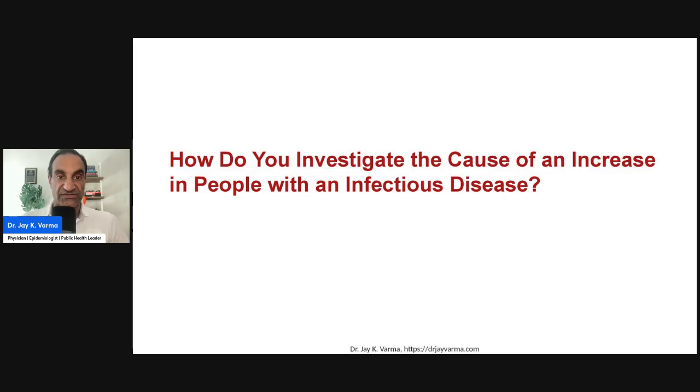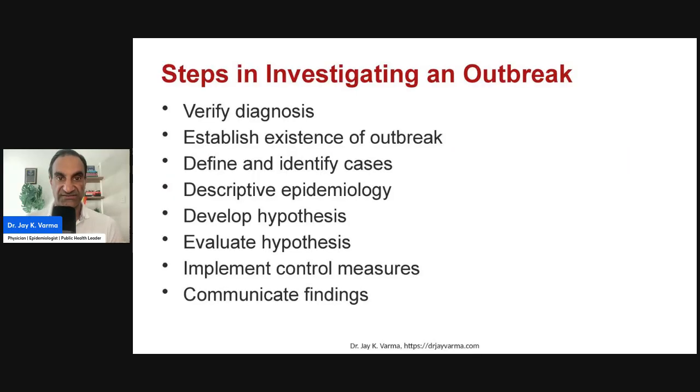So then the next question becomes, we've decided, we've done our surveillance, we're tracking diseases, we've detected an increase in cases that we think is an outbreak. Now, how do you actually investigate the cause of an increase in people with an infectious disease? These are the steps in investigating an outbreak. Now, I'm not going to go through all of these. This is its own separate lecture, but I want you to understand all of the different steps.